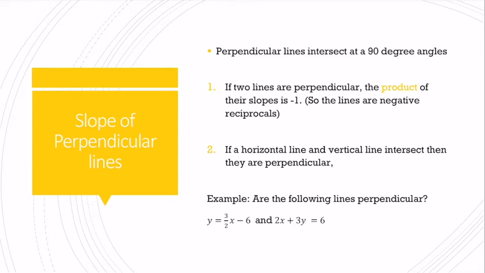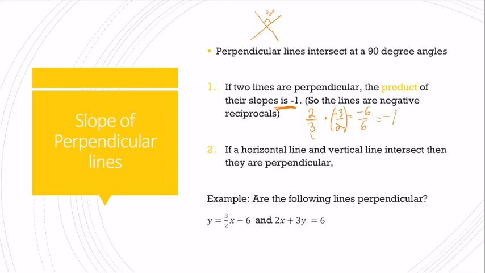Perpendicular lines are a little bit more complicated to determine if they're perpendicular. So perpendicular lines intersect at 90-degree angles. And in order to tell if two lines are perpendicular, the first one is that the product of their slopes is -1. Okay, so the lines are negative reciprocals. For example, 2/3 times -3/2. That would give us -6/6, which is -1.